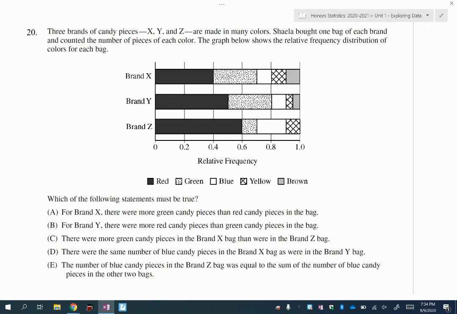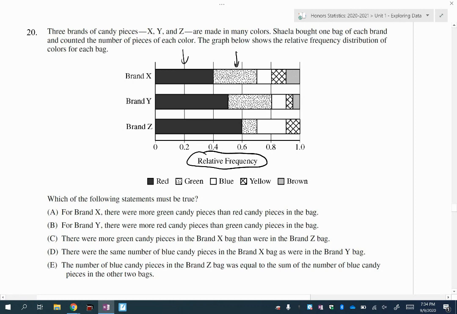Now, what gets confusing here is that on these questions, they're going to try to have you compare between the different bars, right? And these are relative frequency on the x-axis, so that's percentages. Just be careful with that. For brand X, there were more green candy pieces than red. So let's look at brand X. Green is this one and red is that one.